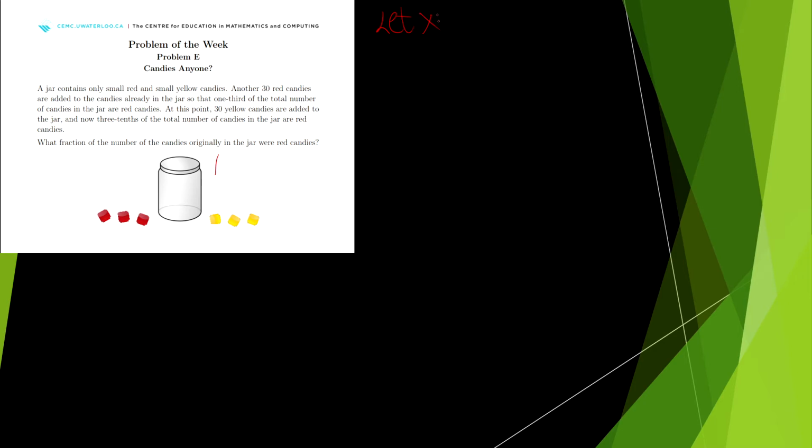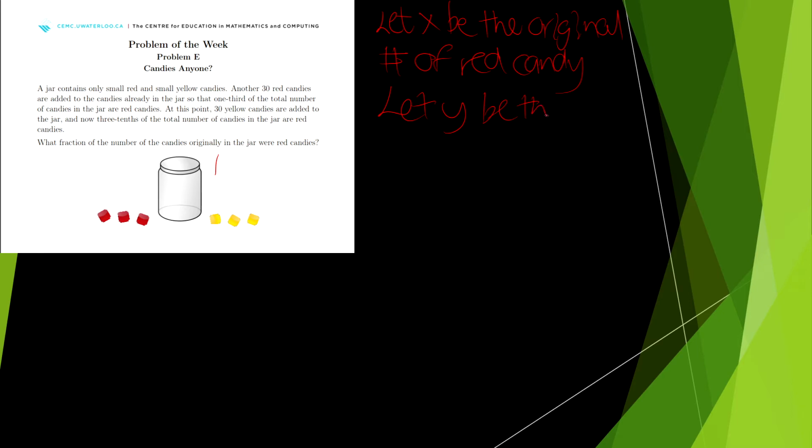So we let x be the original number of red candy, and then we let y be the original number of yellow candy. So then we take a look at the first statement. Another 30 red candies are added to the jar, to the candies already in the jar, so that 1/3 of the total of the candies in the jar are red candies.